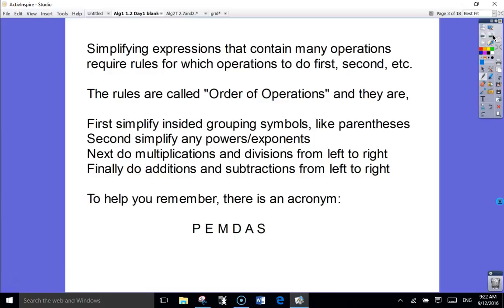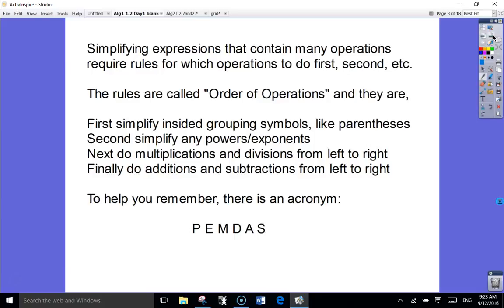So the order of operations are, first you simplify inside grouping symbols. Grouping symbols can be parentheses, but they're not always parentheses. You've got to be on the lookout for that. Second, you simplify if there's any powers or exponents. Remember, we did that in the last lesson. We learned that the whole thing is a power. The exponent is just the little number to the upper right. But whatever you want to call it, you know what to look for.